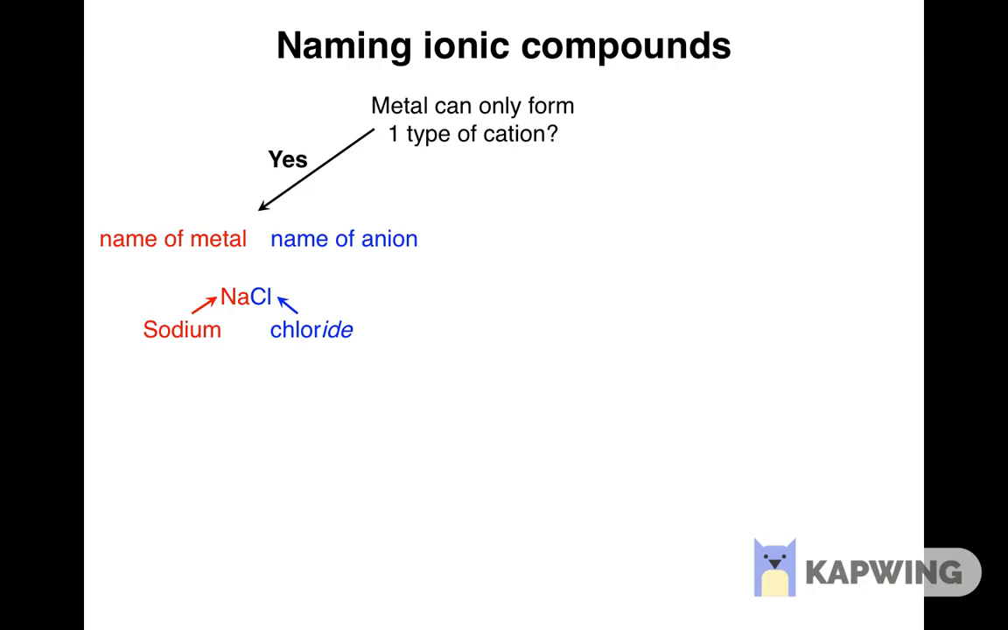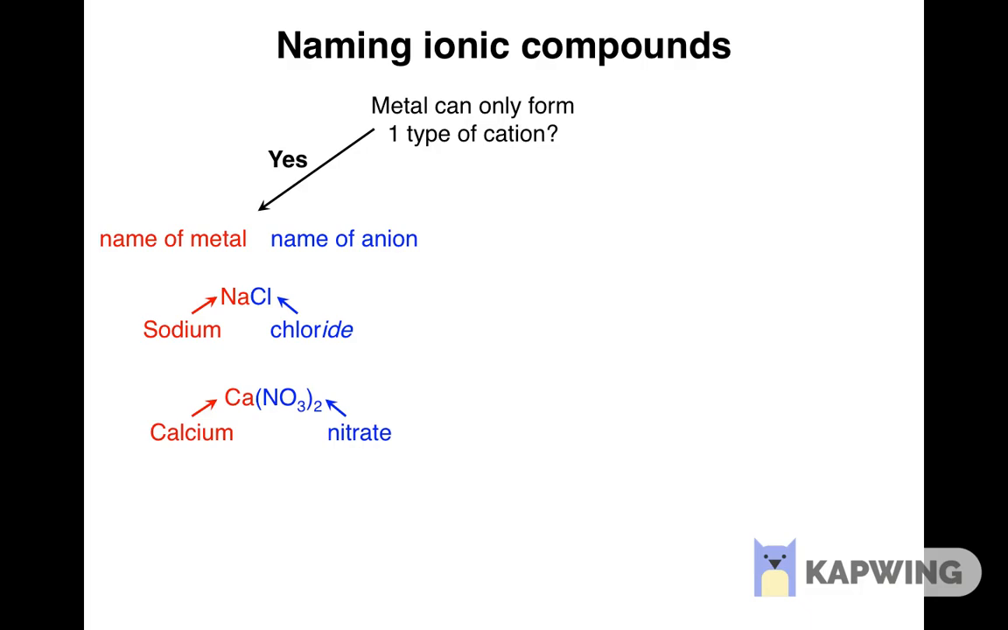If the anion is polyatomic, then we just use its name. For instance, one of the ionic compounds that we saw in the previous video was calcium NO3. It consists of calcium, an alkaline earth metal that can only form one type of cation, calcium 2+, and a polyatomic anion, NO3-. Therefore, the name of this compound is calcium nitrate. It starts with the name of the metal, followed by the name of the anion.